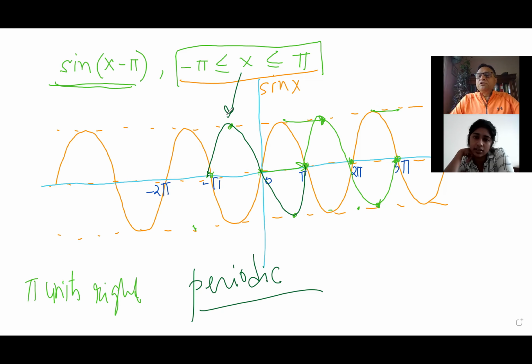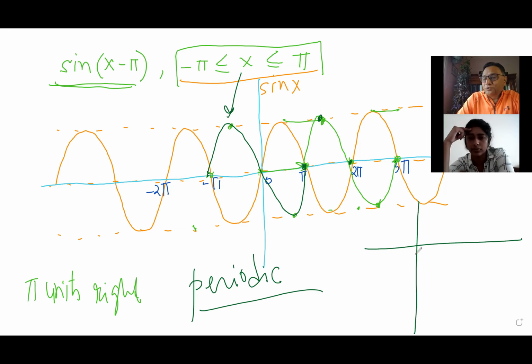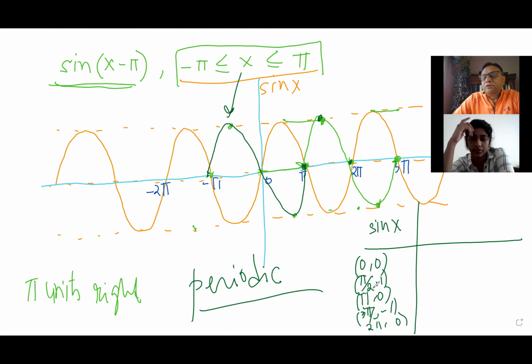Now, you should also remember that the graph is periodic, correct? So what you could have also done is, when you got these transformed points, you could sketch it with the values also, right? So for sine x, you have your key points, which you know are 0, 0, right? Yeah. And then we have pi by 2, 1, right? And then pi, 0, right? And then we have 3 pi by 2, minus 1 and 2 pi, 0. So those are your key points.